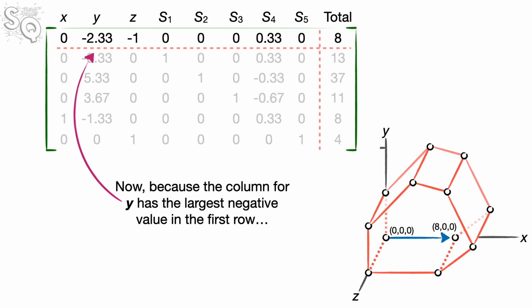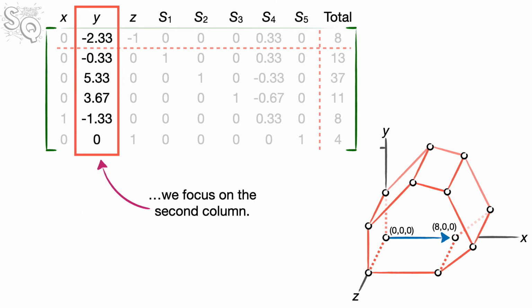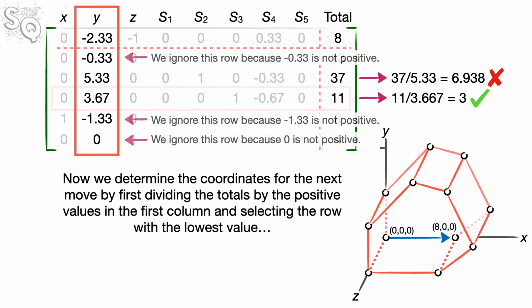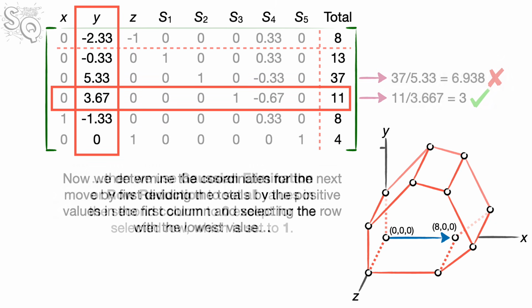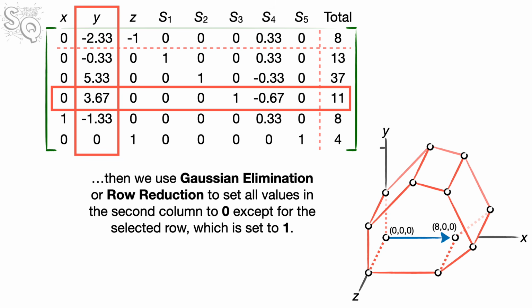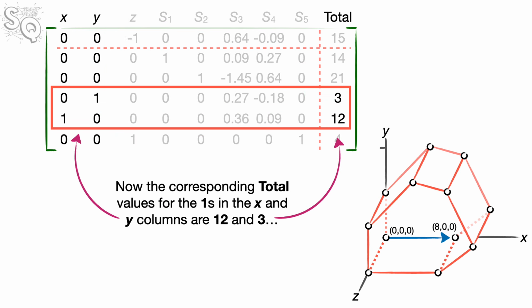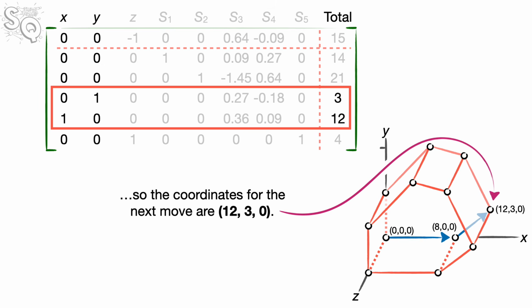Now, because the column for y has the largest negative value in the first row, we'll focus on the second column. Now we determine the coordinates for the next move by first dividing the totals by the positive values in the first column and selecting the row with the lowest value. Then we use Gaussian elimination, or row reduction, to set all values in the second column to 0 except for the selected row, which we set to 1. Now the corresponding total values for the 1s in the x and y columns are 12 and 3. So the coordinates for the next move are 12, 3, 0.